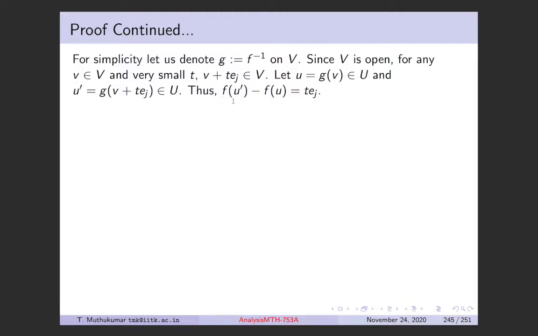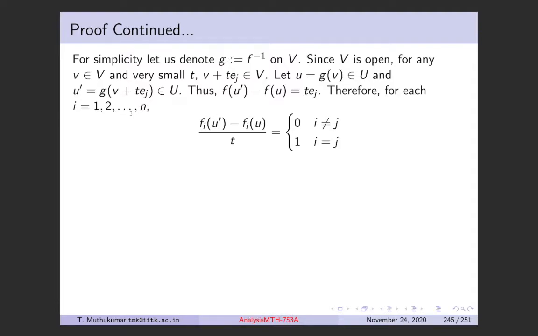Now what is f of u prime? See, g is the inverse, so f of u prime is f composed with g, f composed with f inverse, which is actually v itself. So f of u prime is v plus t e_j, and f of u is v. So subtract that, and you get v plus t e_j minus v, which is t e_j. So f of u prime minus f of u is t e_j.